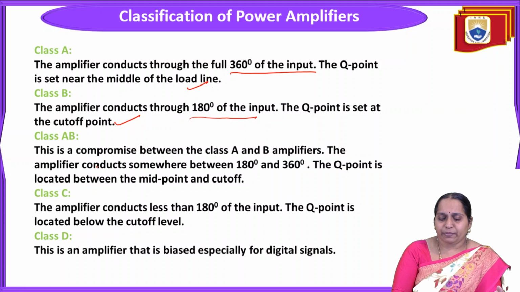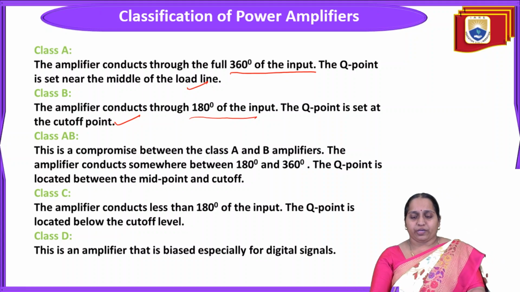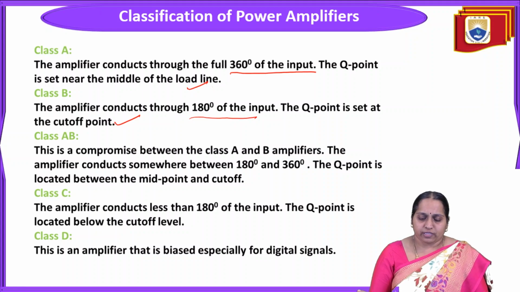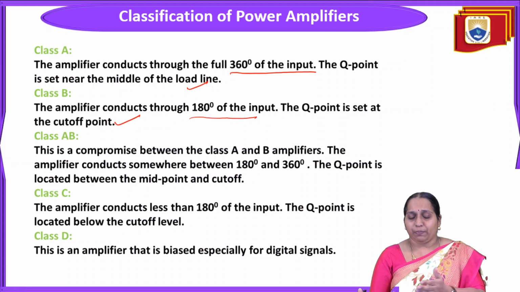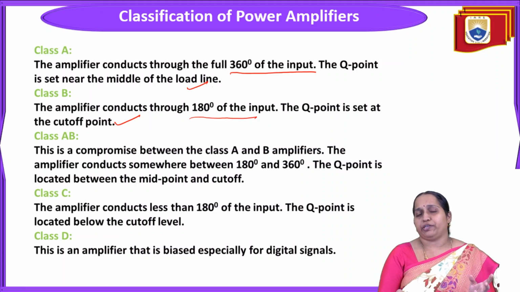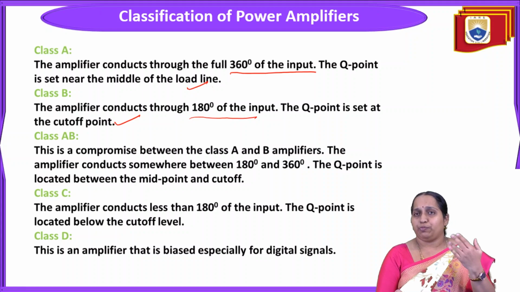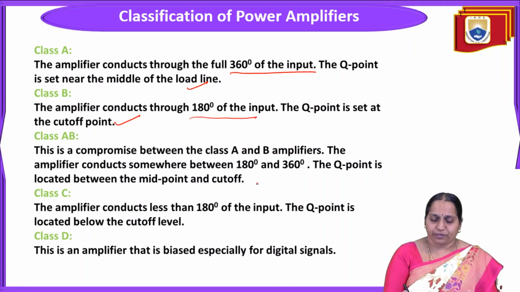Class AB is nothing but a compromise between class A and class B amplifiers. The amplifier conducts somewhere between 180 and 360 degrees, that is more than 1/2 cycle but less than the complete cycle. So the Q point is located between the midpoint and cutoff point. The midpoint is for class A and the cutoff point is for class B, so for class AB the Q point is set somewhere between them.